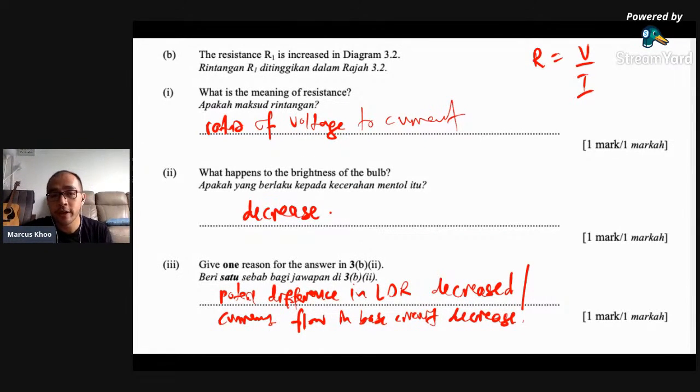Okay, I would prefer the first one. Potential difference in the LDR decreases. So that is the start. Potential decreases, then the current flow decreases. Maybe it is still enough to switch on the transistor, but it's just barely there. So not really full brightness, because the resistance has increased.